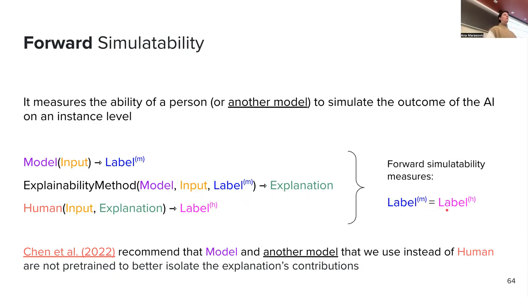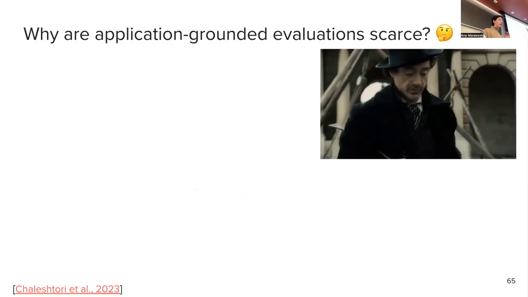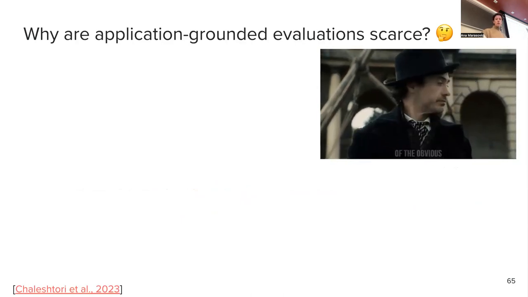And then we check whether the actual prediction and the person's guess of what the model would say is more frequently the same when we provide them explanations relative to when they are not given explanations. So definitely remember this one. And again, it's human grounded, not application grounded.